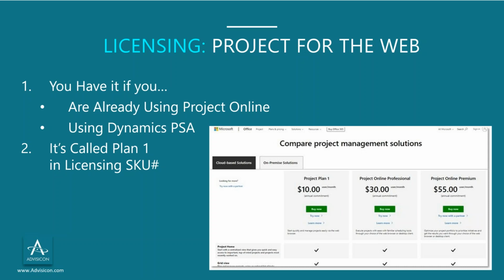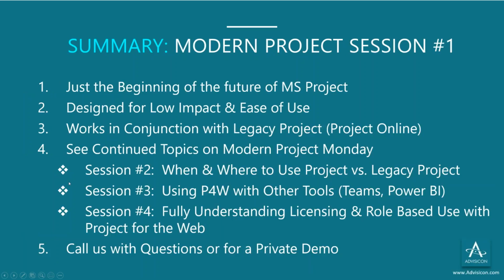Now, if you think about that for a moment, Project is enabled, it's available, and if you don't have Project, you're going to be looking for an Office 365 subscription, but you're going to want to look at turning on what's called Plan 1, and that will turn on your modern project. So let's just quickly summarize here what we've seen: this is the beginning and the future of MS Project. Let me talk about that for a moment.